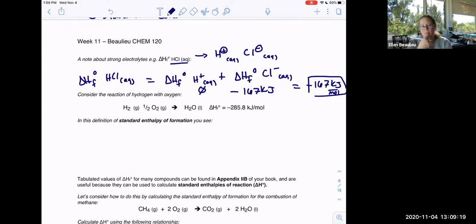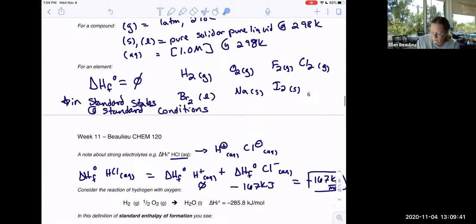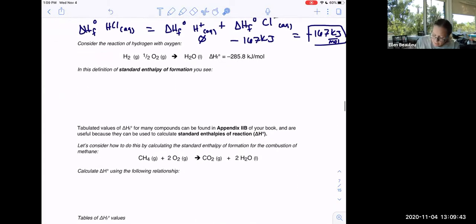How are we doing? Now, I defined standard enthalpy of formation up here. The amount of heat required to form 1 mole of a substance from elements in their standard state at 1 atmosphere and 298 Kelvin. So here is literally a reaction that would give you a delta HF.